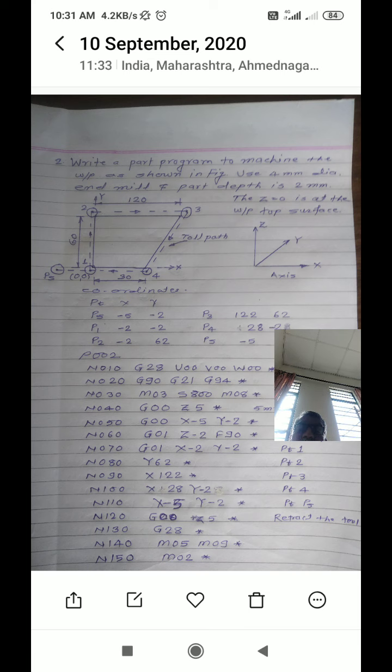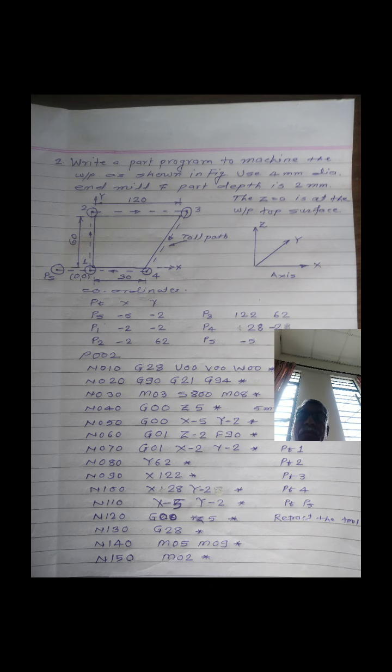Then move the tool to the machine reference point, that is block number N130, G28, end of the block. Is it okay? Then after reaching the tool at machine home position, you can stop the spindle and also stop the coolant. That is block number N140, M05 M09, end of the block. And last block is N150, end of the program, that is M02. Is it okay? It is very simple.